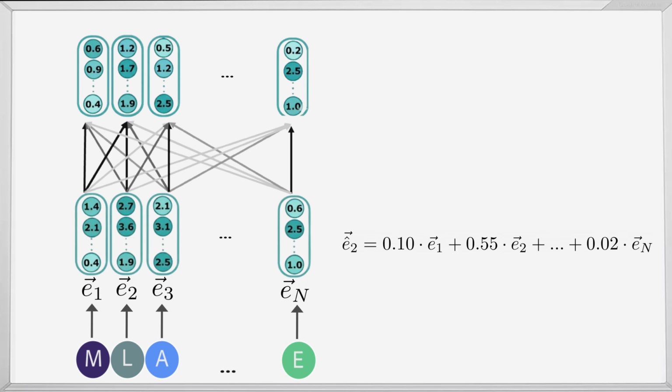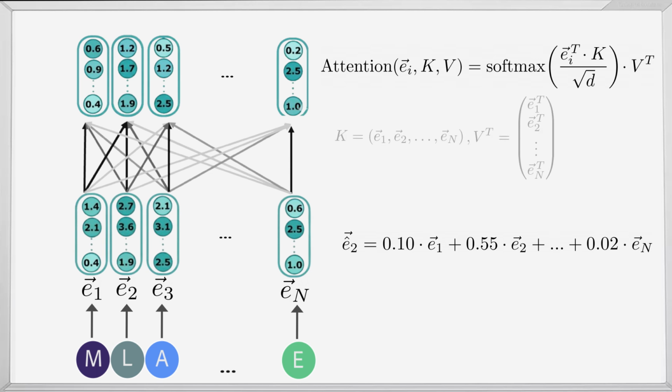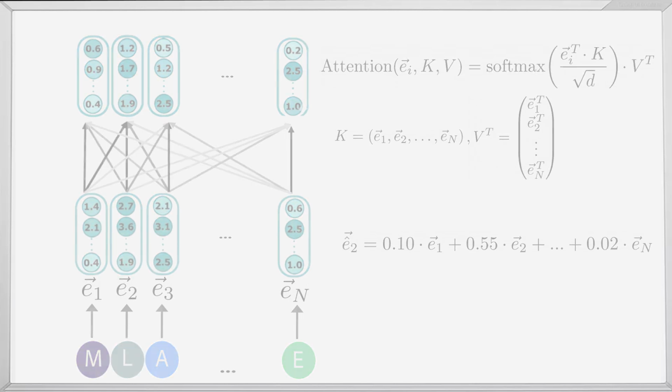But how do we actually compute the importance scores that we need to update the token representations? This is done using the attention function. To update embedding vector Ei at position i, we use information about the vector at position i itself and about all the other vectors in the input sequence, E1 to En, that are stored in the matrices K and V. We will now take a closer look at this function and see step by step what is happening.